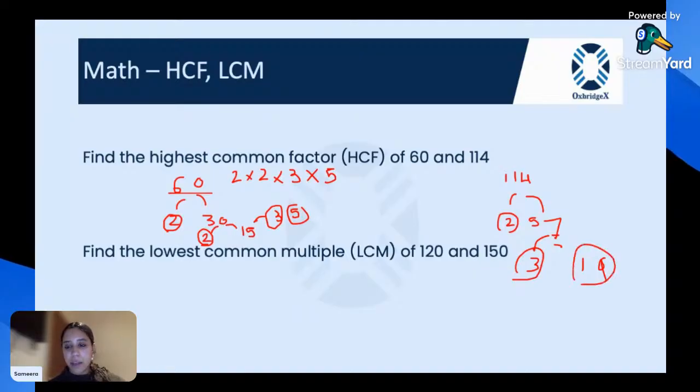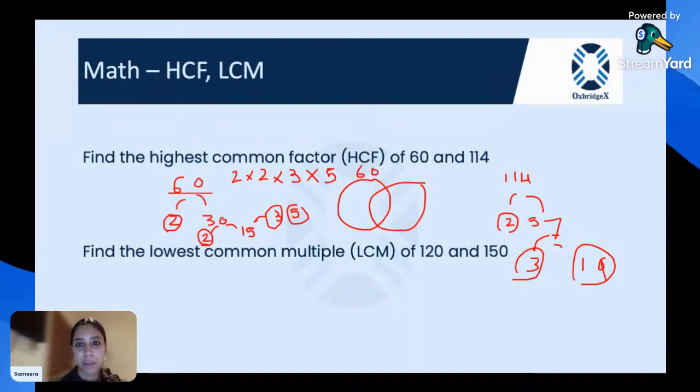Now, you might be thinking, why on earth did she do that? The next step is drawing a Venn diagram. I love Venn diagrams. They're my favorite type of diagrams, after pictograms, those are really funny. So I'm going to put 60 on one side, and I'm going to put 114 on the other side.